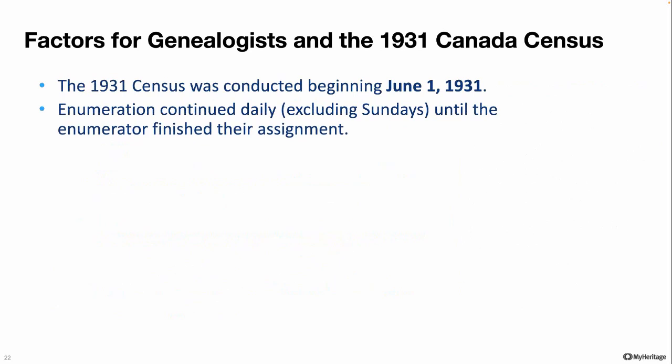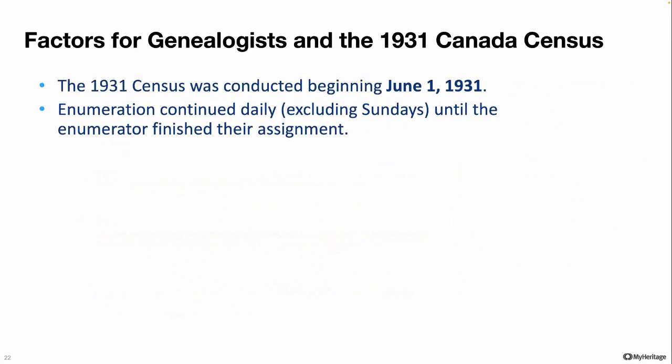And so keep that in mind, that June 1st, a lot of people are probably moving to maybe an opportunity to work on a farm, other opportunities that a summer work might provide. So think about the population being in a different degree of flux than they might have been had the census been conducted, say, in December or January or something.